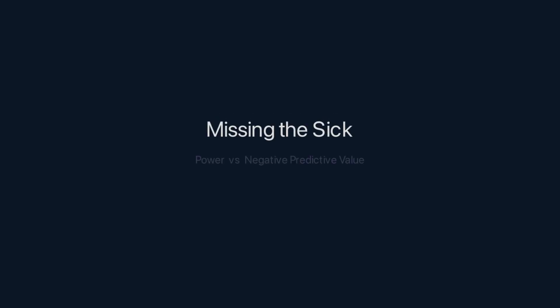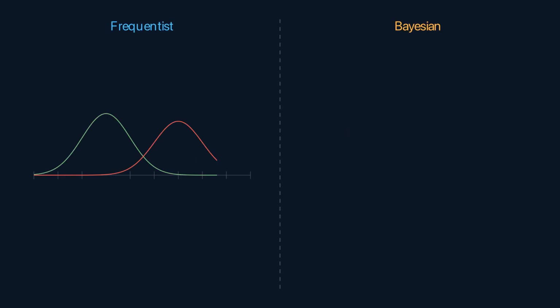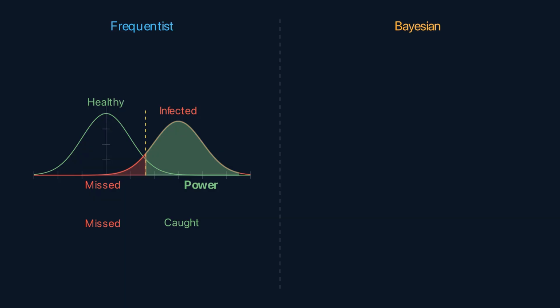Missing the sick. What happens when the test says negative, but you are actually infected? On the frequentist side, we look at two infected patients. One is caught by the test, and one is missed. The green shaded area under the infected bell curve is power. The probability of correctly detecting a true infection.